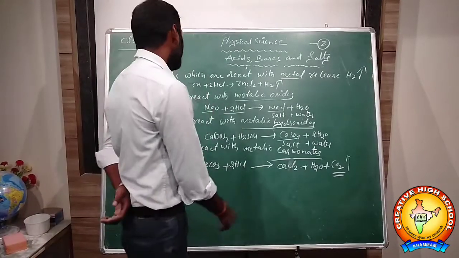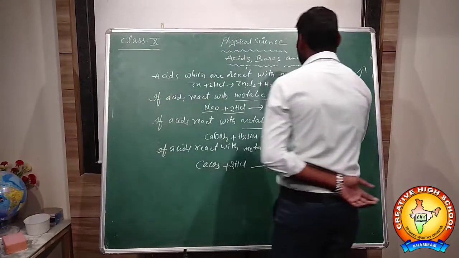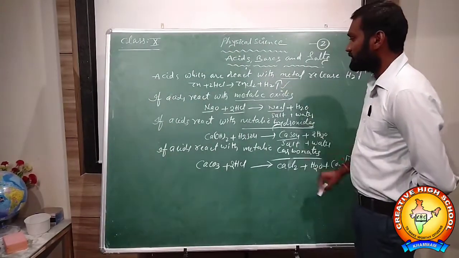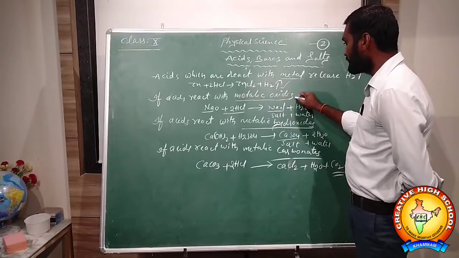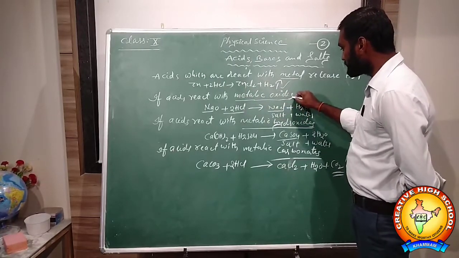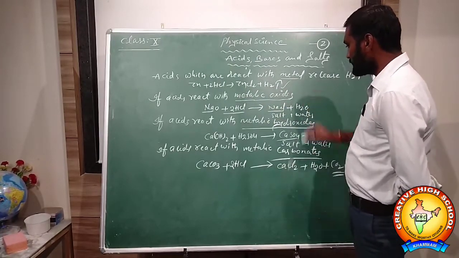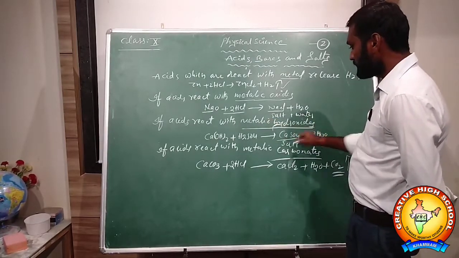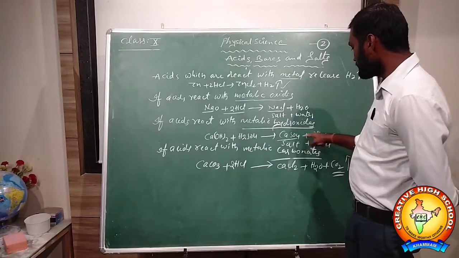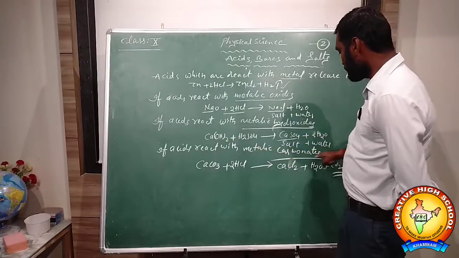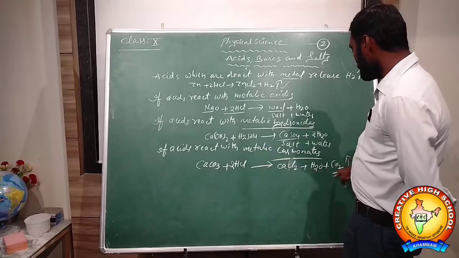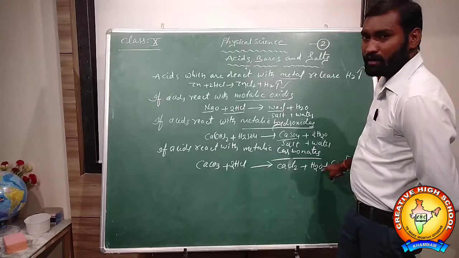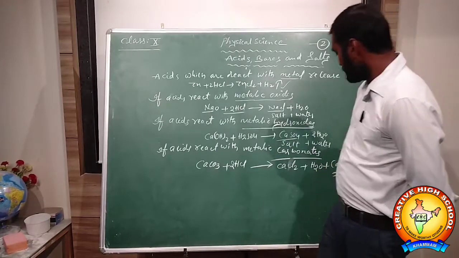So when acids react with metals, they release H2 gas. When acids react with metallic oxides, they release salt plus water. When they react with metallic hydroxides, they release salt plus water. When they react with carbonates, they release salt plus water plus carbon dioxide.